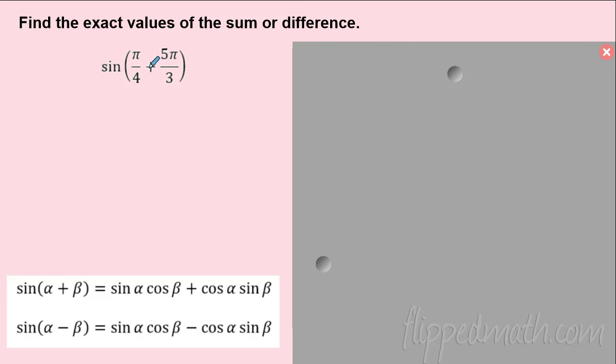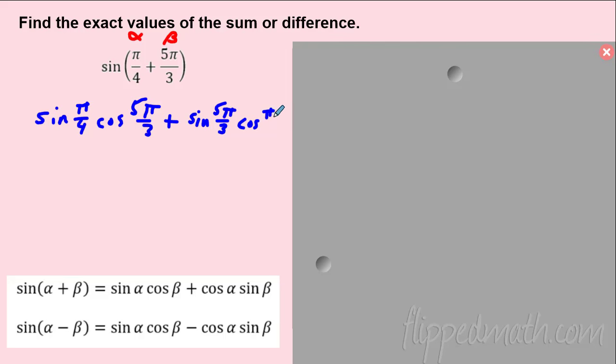So if I'm adding these two angles, this is my alpha, my first angle, and this is my second angle. And I like to write it all out. Let's write this out. So the rule is, we're adding them together. So we're going to take the sine of the first one, the sine of pi over 4, times the cosine of the second one, the cosine of 5 pi over 3. And then we're going to add them, and it's the sine of the second angle, so we'll take the sine of 5 pi over 3. And then it's the cosine of the first angle, which is going to give us what?